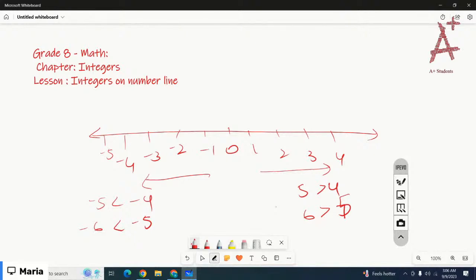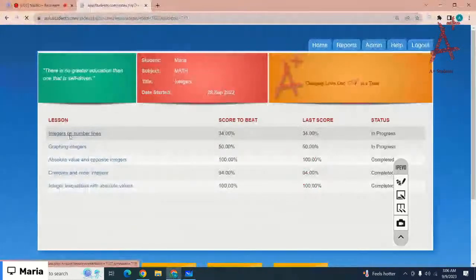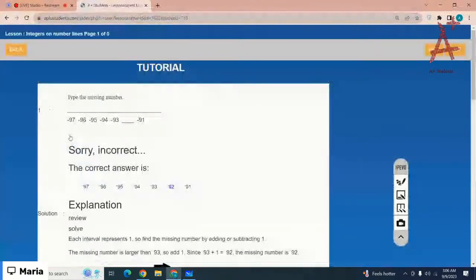So on the right hand side, as you are moving far from 0, the numbers are getting greater and greater, right? But on the negative side, as you are moving far from 0, the numbers are getting smaller and smaller, right? Now let's start with the lesson integers on number line, and let's do some of the practice questions.